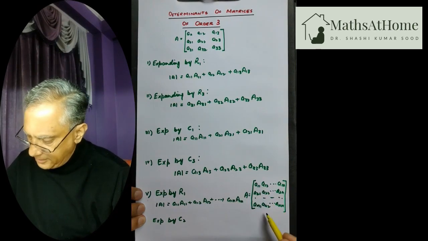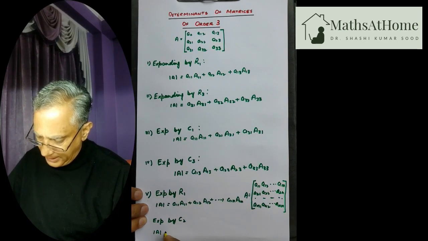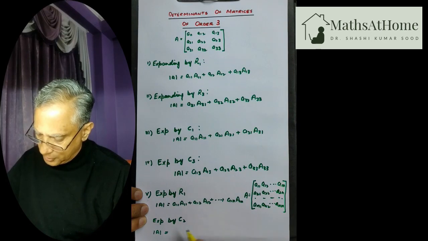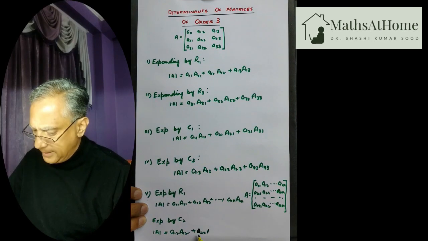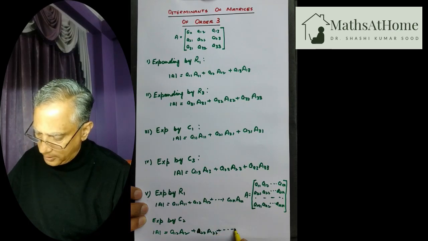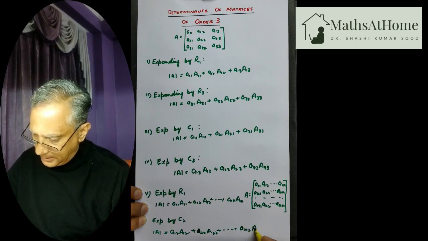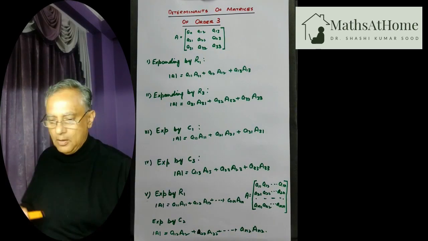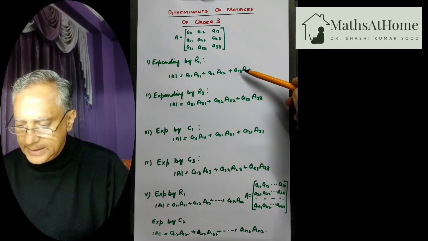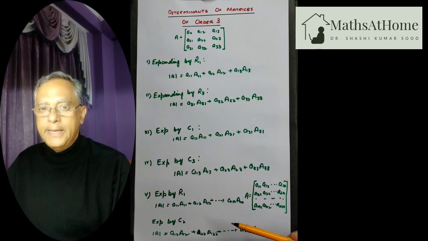Now this is the second column. So what we will get is the determinant of A is equal to the second column: A12 times its cofactor A12, plus A22 times capital A22, plus so on, plus AN2 times capital AN2. And all these results can be written in terms of minors also.